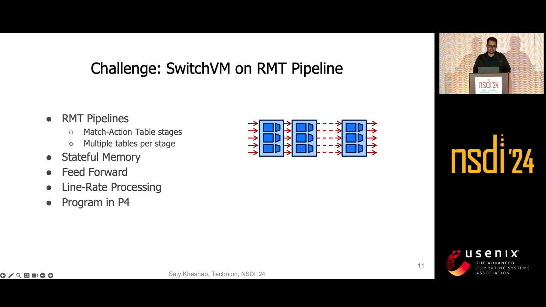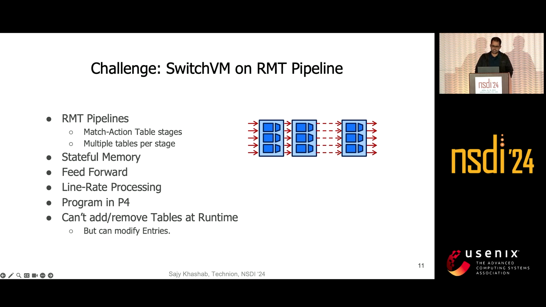As a result of this choice, we need to implement the pipeline using P4, with match action tables. This includes the ISA and all of the sandboxing logic. Last, match action tables can't be modified at runtime in Tofino, so we can't add or remove tables. But what we can do is modify table entries. All of these challenges have quite some implications on the way we design SwitchVM.